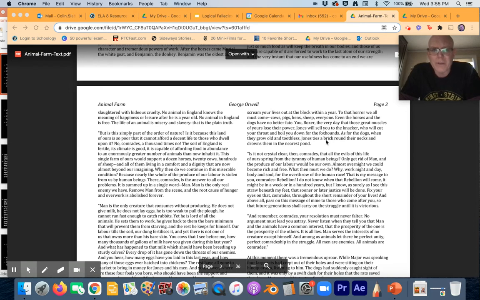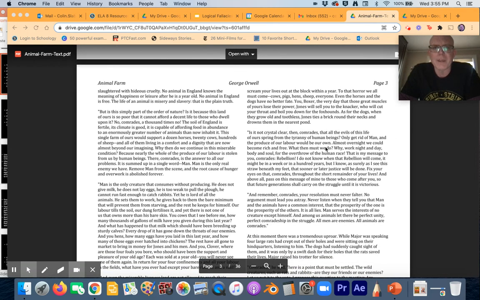As for the dogs, when they grow old and toothless, Jones ties a brick around their necks and drowns them in the nearest pond. Is it not crystal clear, then, comrades, that all the evils of this life of ours spring from the tyranny of human beings? Only get rid of man, and the produce of our labor would be our own. Almost overnight, we could become rich and free. What then must we do? Why, work night and day, body and soul, for the overthrow of the human race?